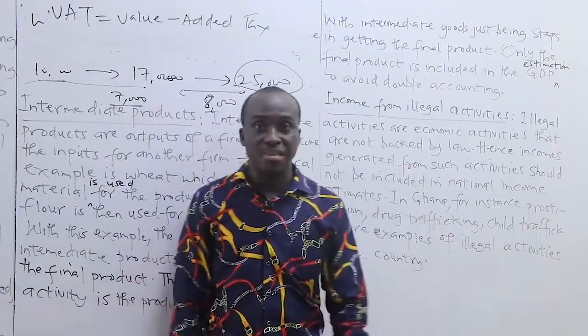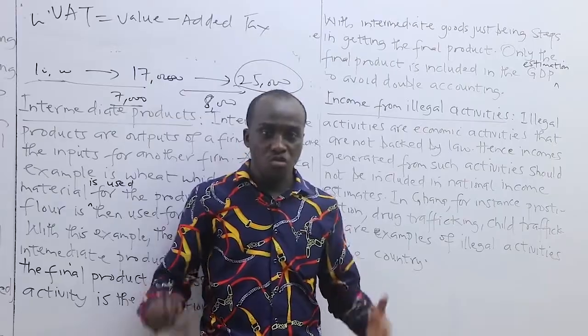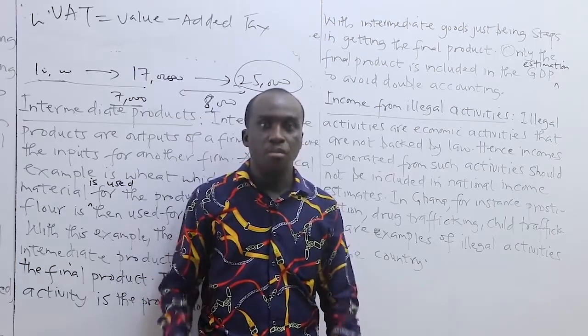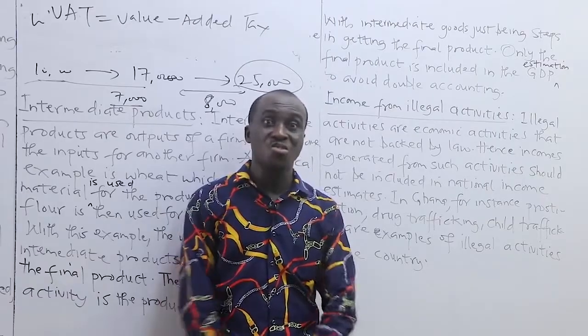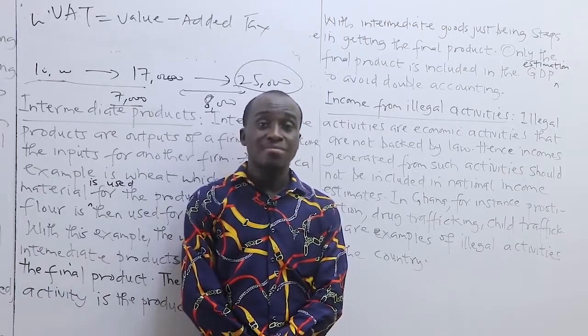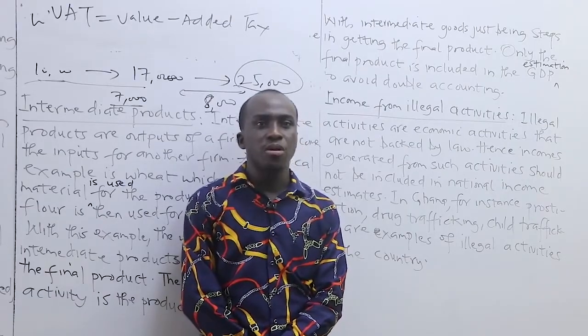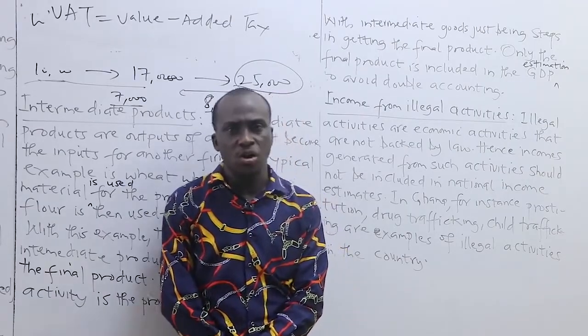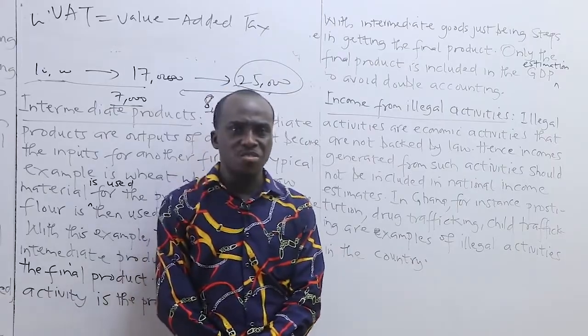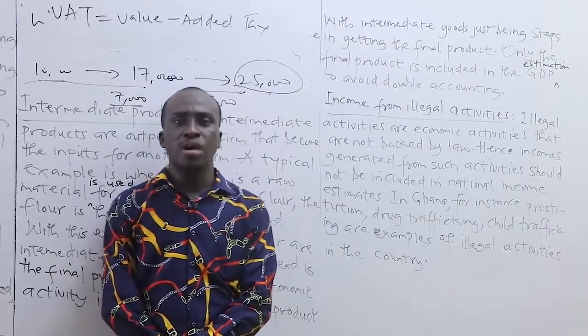Prostitution in some countries is legal. People are prostitutes, they pay taxes, everything. But in Ghana, and in most African countries, prostitution is illegal. So these items are excluded from the estimation because they overestimate the GDP, and that does not give us a true reflection of how the economy is performing. So if you're doing estimation and see these items, you shouldn't include them in the estimation.